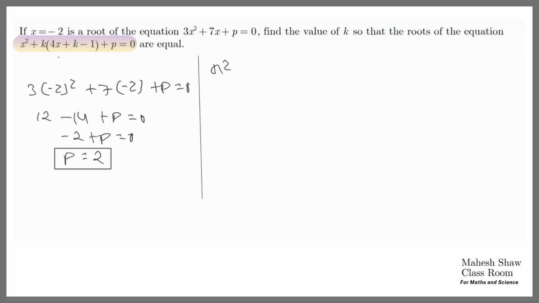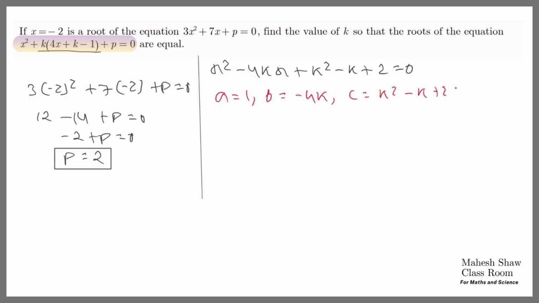So now we have x square. Simultaneously, we'll open this bracket. So this is 4k times x plus k square minus k plus p, and p is what? P is 2. So I can write this as 2 equal to 0. Now from here we can obtain a, b, c. A is what? 1. The coefficient of x is b, so clearly b is negative 4k, and c is the constant term, which is k square minus k plus 2 equals 0.